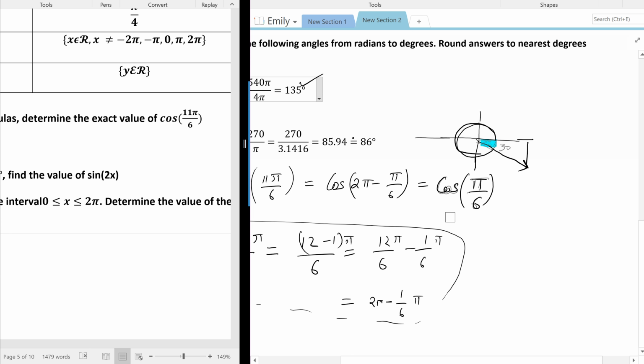Now we know that cosine is positive there, according to the CAST rule. That's going to be positive, so you write a positive sign there and replace this angle with pi over 6. Is that good? Is that what the compound angle formula is? You can use compound angle formulas, but that's kind of more straightforward.